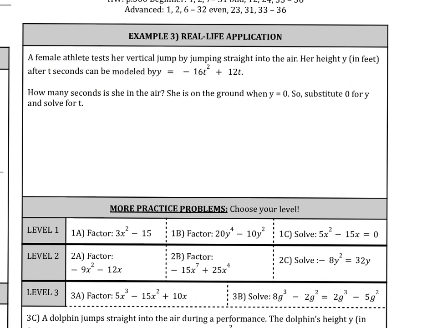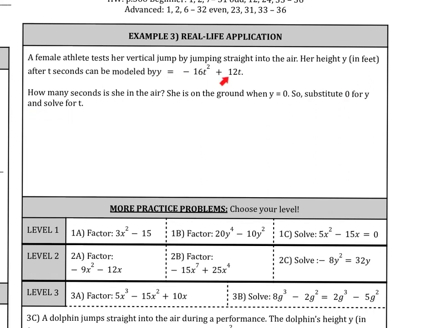Example 3, real life application. A female athlete tests her vertical jump by jumping straight into the air. Her height y in feet after t seconds can be modeled by this equation, y equals negative 16t squared plus 12t. How many seconds is she in the air? She is on the ground when y equals 0, because when the height becomes 0, obviously she is going to be on the ground. So substitute y as 0 and solve for t.